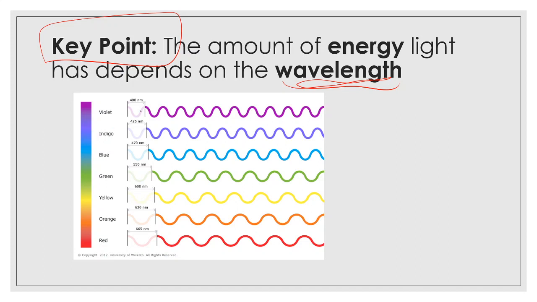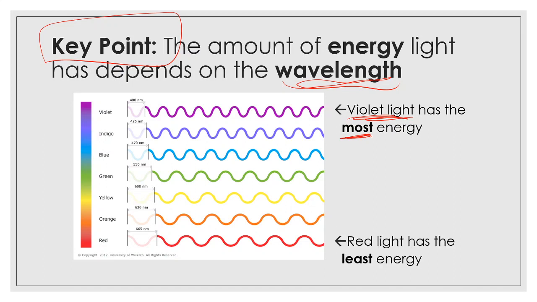Just like color depends on wavelength, energy also depends on wavelength. And here's how it works. Violet light, up here at the top with the shortest wavelength, has the most energy, compared to red light, down here at the bottom, which has the least energy. In other words, the shorter your wavelength is, the more energy you have.